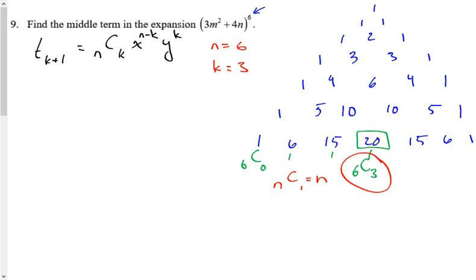So let's substitute in here. 6 choose 3. 6 minus 3 is 3. And then k is also 3. My first term, 3m squared. And my second term is a positive 4n. And then we'll just expand and simplify. Pauline? The exponents for x and y, if you're looking for the middle term, yes.